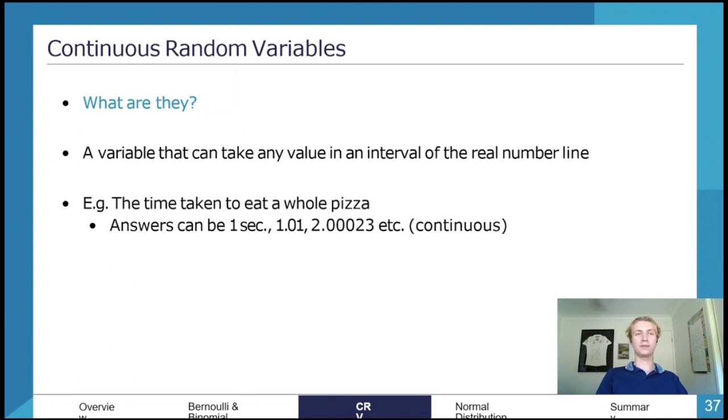So, what are they? Continuous random variables are any variable that can take up any value in an interval of the real number line. So, an example would be the time to eat a whole pizza. Answers can be 1 second, unlikely but possible, 1.01, 1.00023, etc. Now, the thing I want you to note there is kind of reinforcing what we were talking about before, which is that's a continuous data set, isn't it?